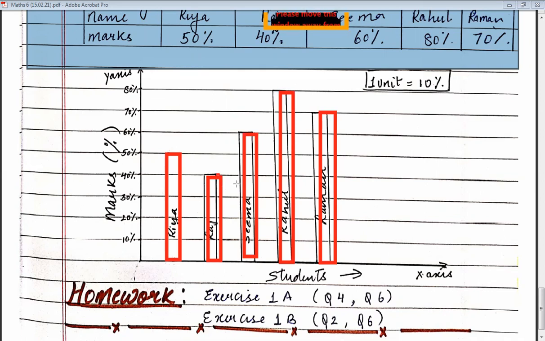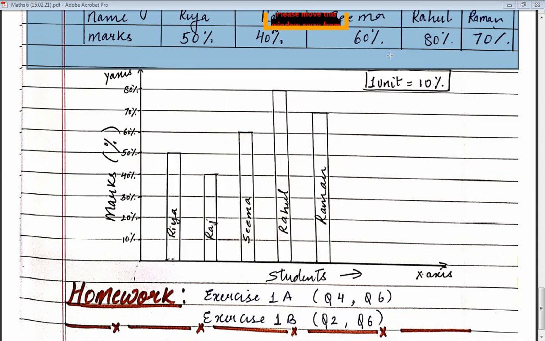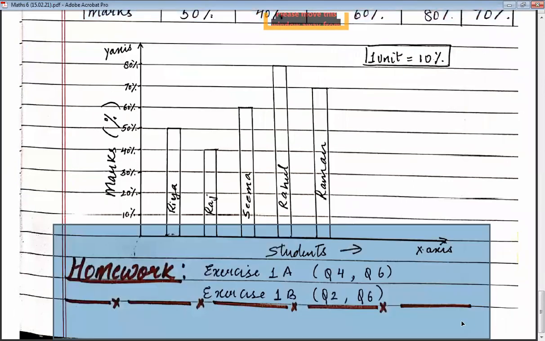So now children, I hope you are clear with all these three graphs. Now, you are required to do these questions as your homework. Exercise 1A, question number 4 and question number 6. Then, exercise 1B, question number 2 and question number 6.